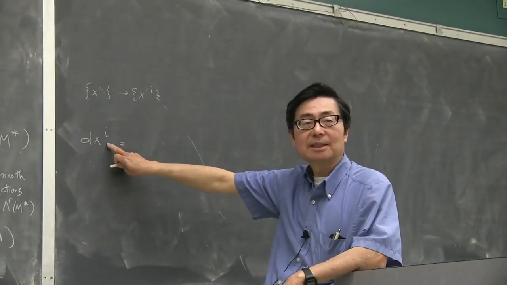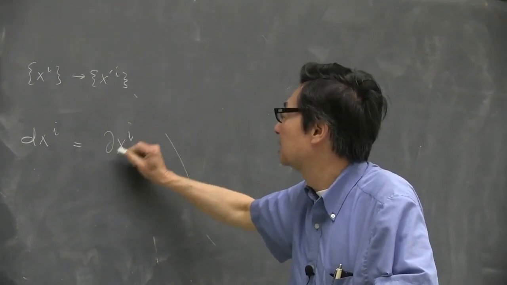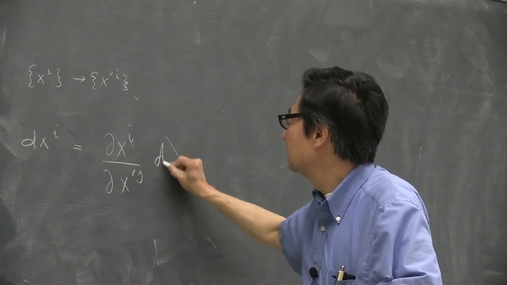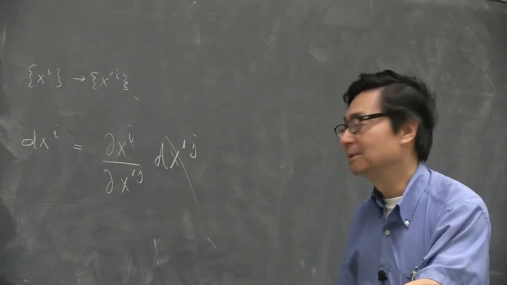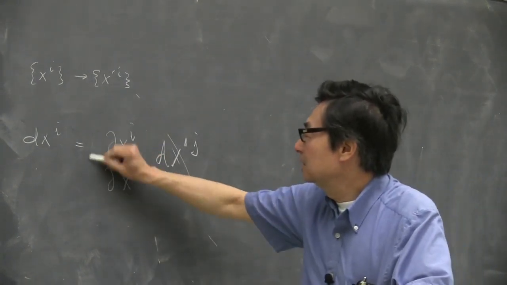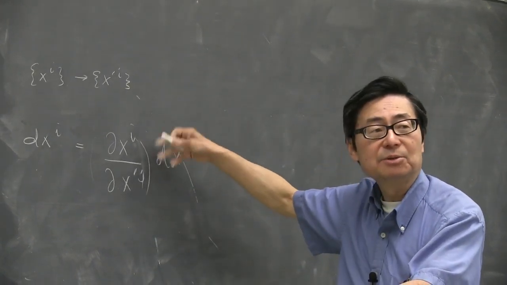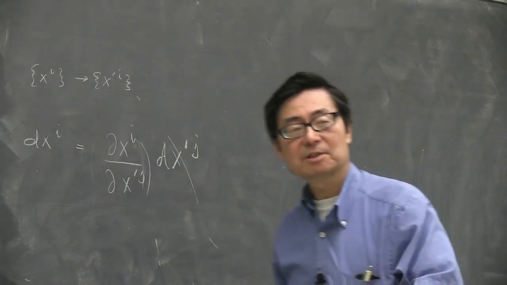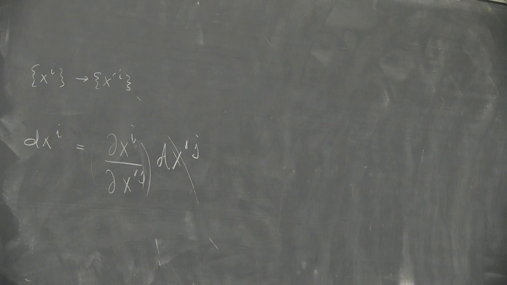dxi would then be simply equal to what? You consider each of the xi's as a function of all the x primes, so it would be dxi dx prime j times dx prime j, but the j is summed over. Okay? When you consider this guy, you see there's a whole bunch of those, right? It forms a matrix because there are two indices in here. What is this matrix called? It's called a Jacobian matrix. You see this in calculus transformations of variables. It's called a Jacobian matrix.